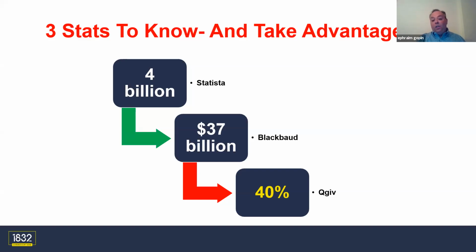The last stat on this one, with the red arrow, is from QGIV. The retention rate in the sector is only 40%. And it's been that way for about 2 decades now. It basically means that if in 2019 you had 10 donors, in 2020 only 4 of them are coming back, 6 are not. And so as a nonprofit, you're constantly chasing your own tail because you're constantly trying to find new donors, when if you did a better job of retaining donors, you wouldn't necessarily need to do that. So that 40% retention, we're going to come back to during the presentation.